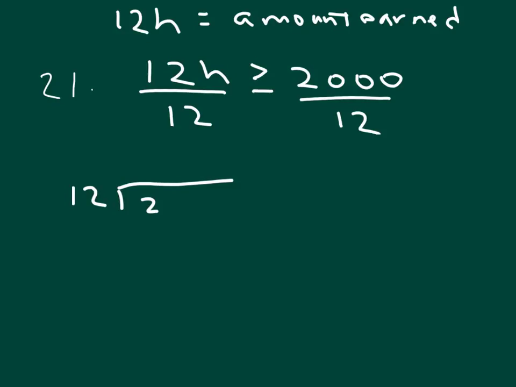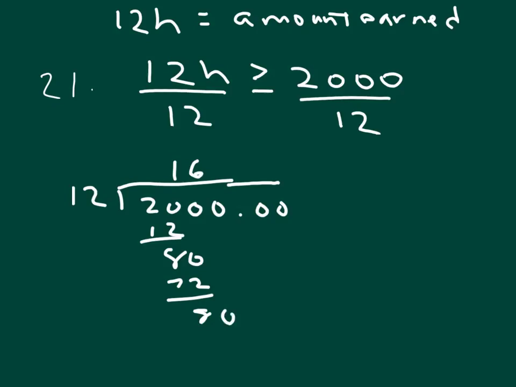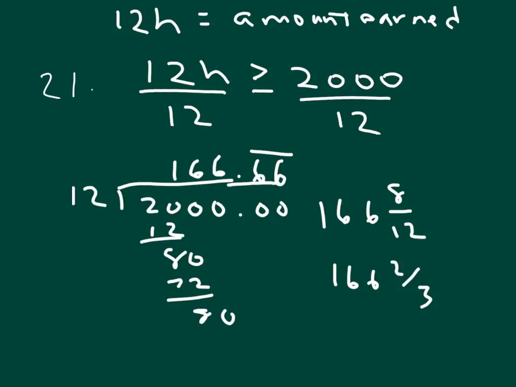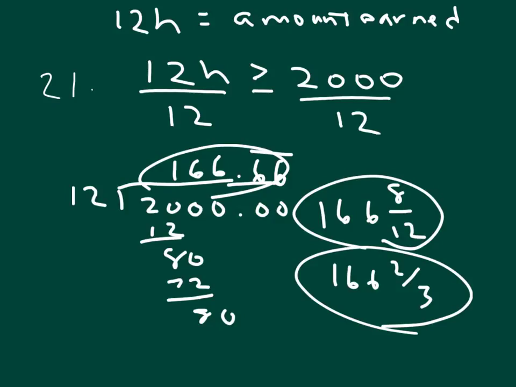12 divided into 2,000. I'll put a dot, and this would be dollars and cents. 12 goes into 20 one time, remainder 8. 12 goes into 80 6 times. 6 times 12, 72. Remainder 8. Okay, so we can see what's going to happen here. 12 goes into 80 6 times again. And it's just going to be 0.66 repeating. So the best way to do that might be to say it's 166 and 8/12 hours, which would be 166 and 2/3. Or, the problem doesn't say rounded to the nearest hour, but if it did, it would be 167 hours. So either of these would be a solution. You could write it this way or this way. So there's number 21, and that's the way the test goes.